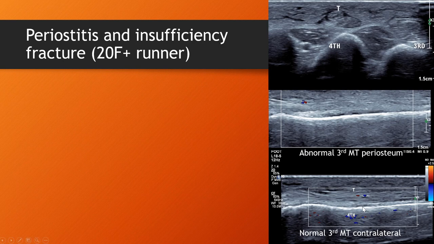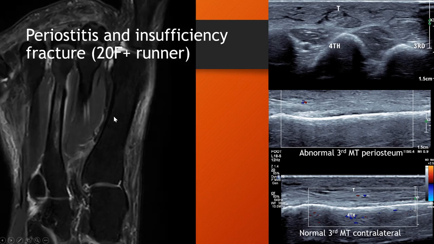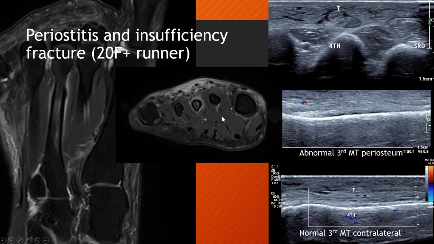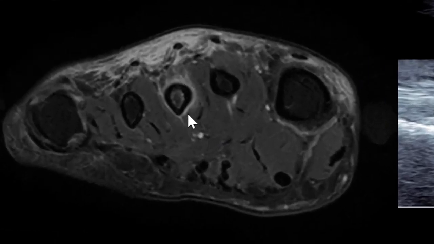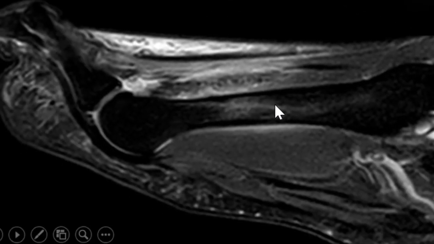and there's no hypoechoic change down here. Now the periostitis on the MRI: here, you can see the stress reaction in the second metatarsal shaft. This is periostitis in the axial view on the MRI and in the sagittal view of the MRI.